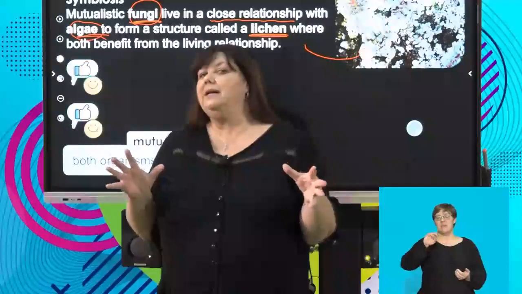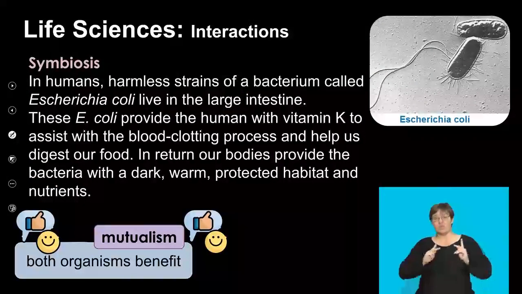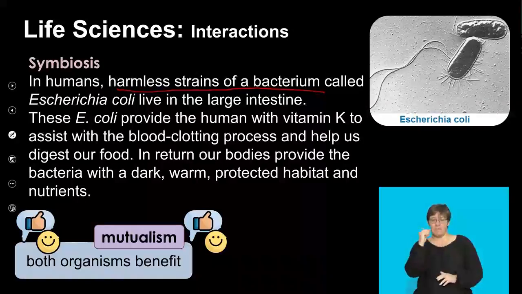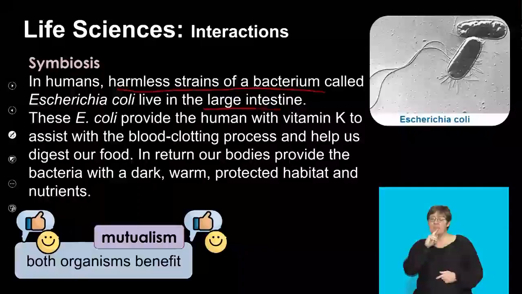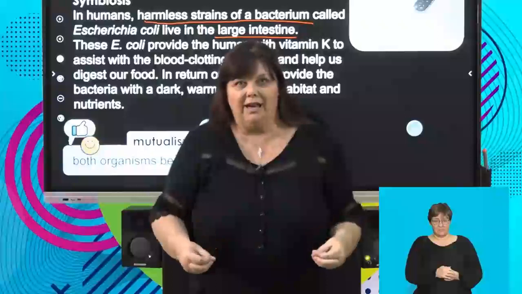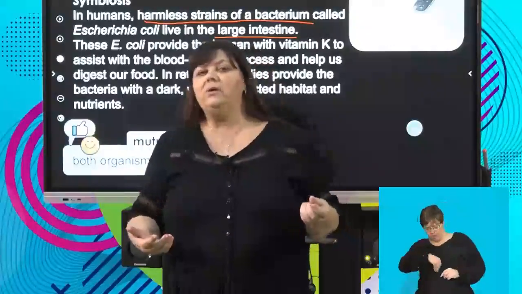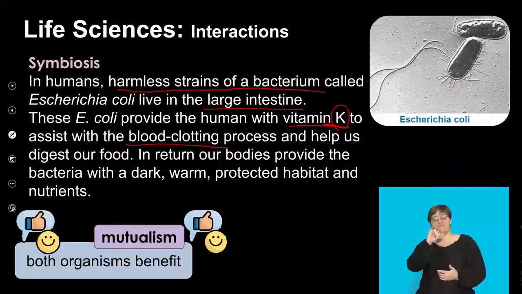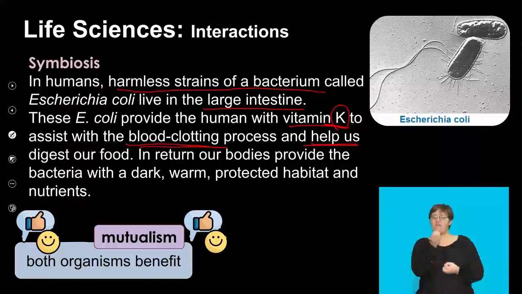But symbiosis isn't always as happy as mutualism. In humans, there are certain harmless strains of a bacterium called Escherichia coli, which you don't have to remember. You can just simply call it E. coli. And E. coli lives inside your large intestine. Right now, inside your intestine, Escherichia coli is living. But it's not a bad living arrangement that the two of you have, because E. coli is going to help to produce a substance called vitamin K that you need for your blood to clot. And it's going to help you digest your food.